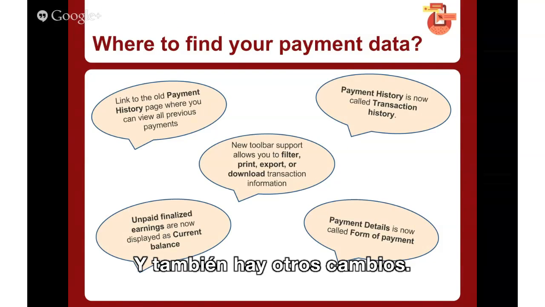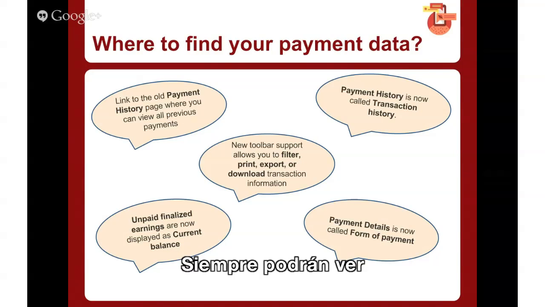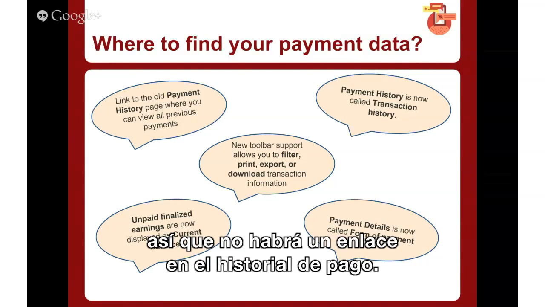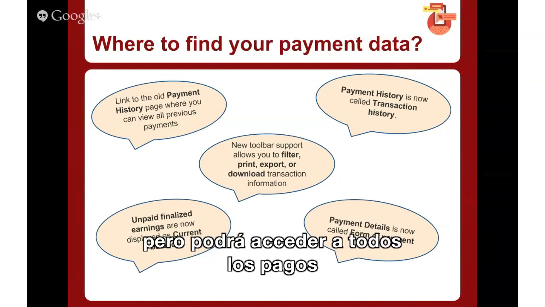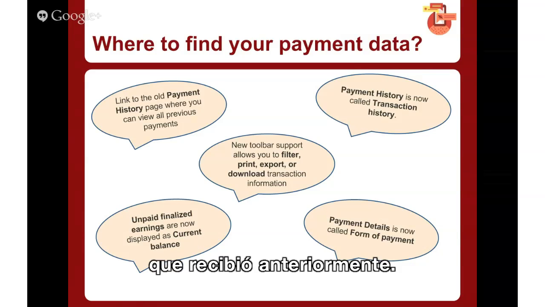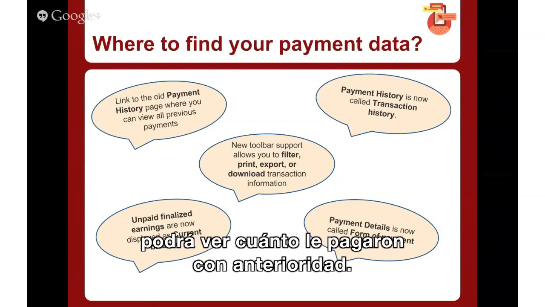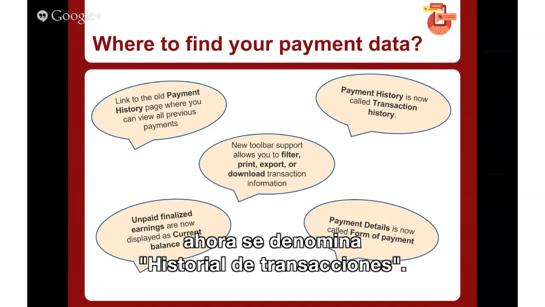And there's also a few changes. Some things have changed their names. So you will be able to always see the payment history from your past. So there isn't a link in the payment history. It may be a little bit hidden at the bottom there, but you will be able to access all of your old payments that you've received. So it doesn't matter how much forward you go, you will be able to see how much you've been paid before. What used to be called payments history will now be called transaction history.